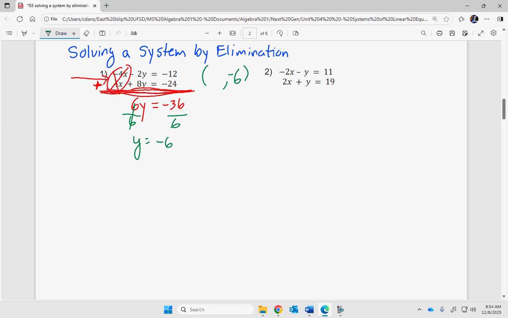The only way of finding the x coordinate actually is by substituting. So we will substitute a negative 6 in place of y in one of the equations. I don't care if you choose the top equation or the bottom equation. You'll get the same answer no matter what. I'm going to pick the bottom equation, the one that says 4x plus 8y equals negative 24. And in place of y, I'll put my negative 6.